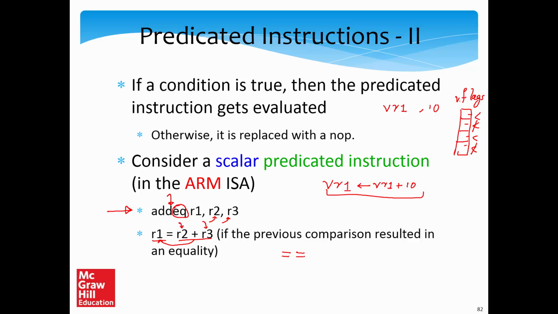So let's assume that the previous comparison resulted in things being equal. Then we will set R1 as R2 plus R3. However, if the previous comparison led to an inequality, then this instruction becomes a no-op, which means that it doesn't do anything, right? So that was our basic philosophy of the add EQ instruction. Let me repeat: if the previous comparison before add EQ resulted in an equality, only then do we do this addition, otherwise we don't do anything.